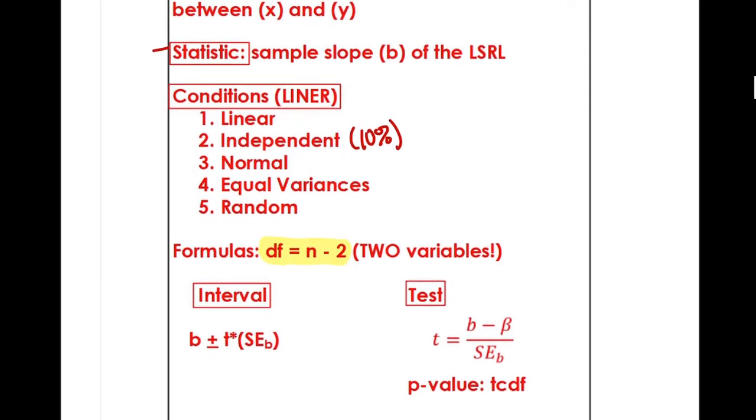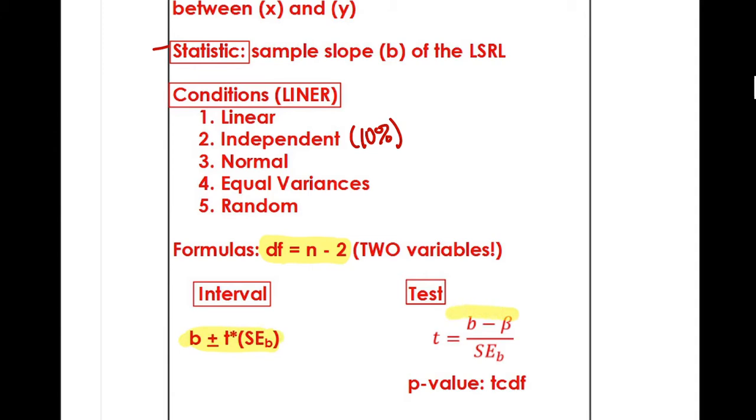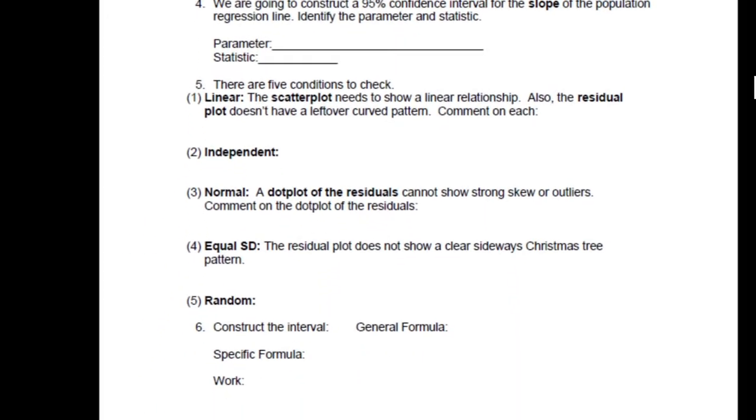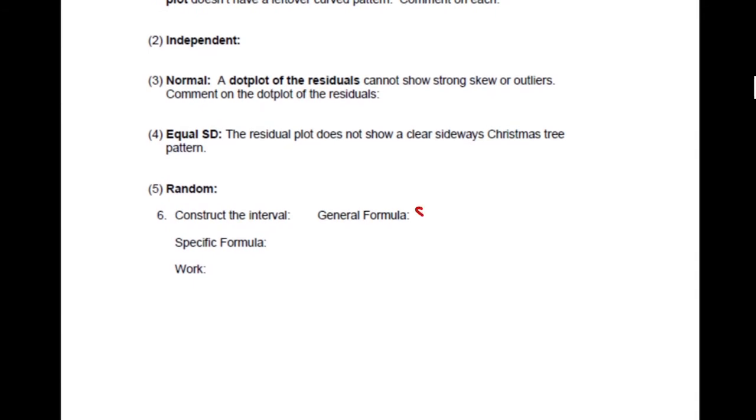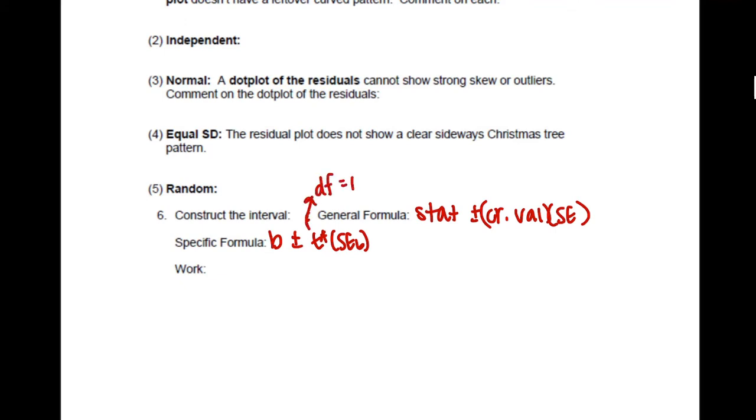And then we'll use these 2 formulas for the interval and the test. So on this worksheet, I'm asking you to do that, so the general formula of an interval is statistic plus or minus critical value times standard error. So for that here, that would be B plus or minus T star times SE. It's T star, not Z star. So it depends on the DF. And it's N minus 2. Now everything else you should be able to find. Remember the B, the SE, they're in the table.